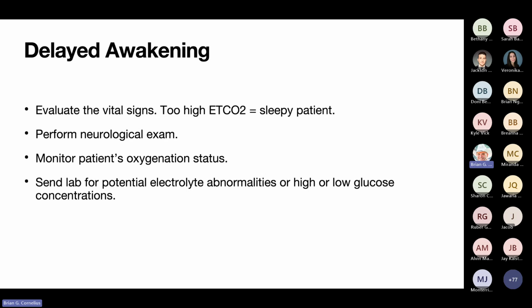Get a neurologic exam on them. Can they talk to you? Can they move things? Is this somebody we're worried about having a stroke? One of the big things we worry about is maybe they became hypoglycemic intraoperatively. So think about quick things you can do. Get an I-stat, get a blood glucose, things like that. Are they hypoxic? Is that why they're not waking up?